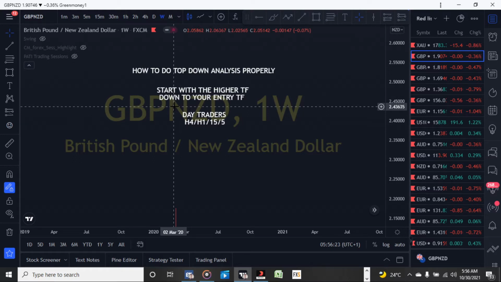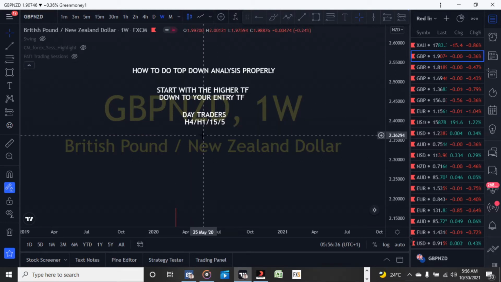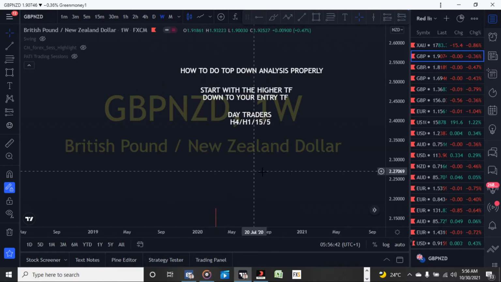Right? So in this case, I will not be writing down the weekly and the daily for you guys, but I'm just giving you a hint of what to do. Now let's first go into the weekly to see what I'm talking about, down to your entry time frame. Just a hint on what you're going to do. All right, now let's go straight to the point.